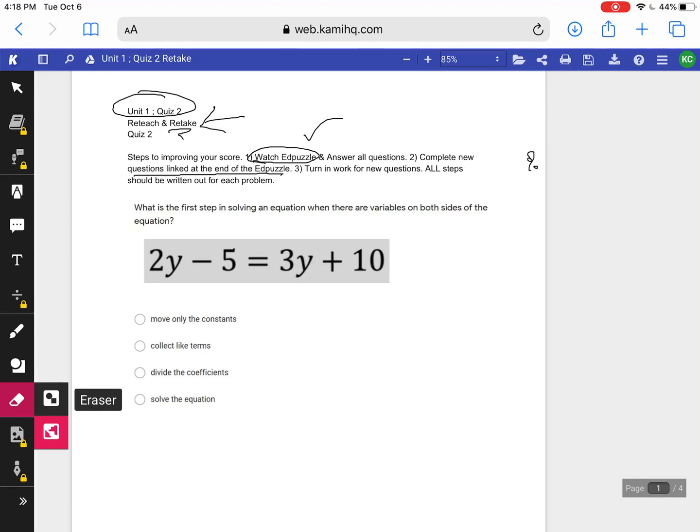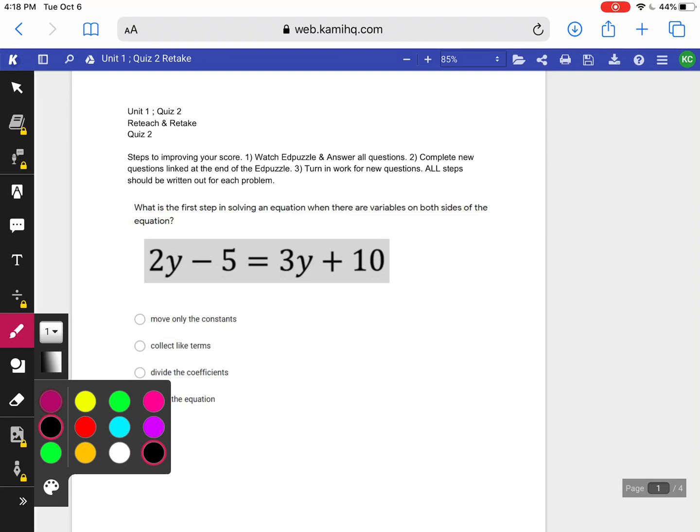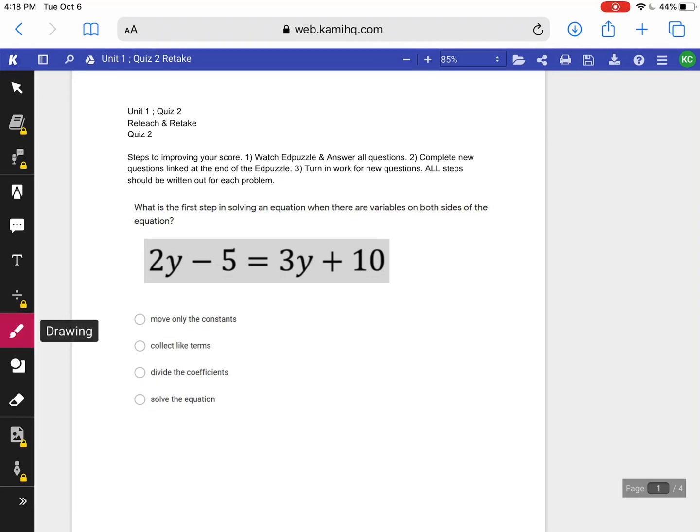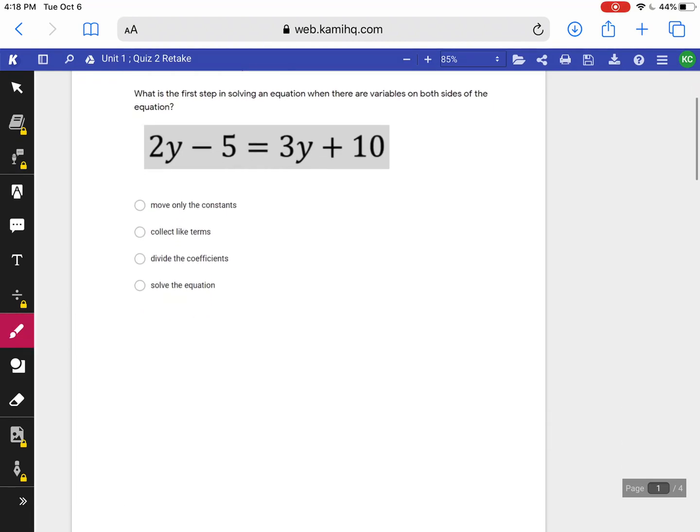So let's go ahead and get started looking at some of the questions that you might have done incorrectly when you first took this quiz. Here we're looking at what is the first step in solving an equation when there are variables on both sides of the equation. So in this multi-step equation, we see 2y is on the left and 3y is on the right. We want to look at how are we going to move variables when they are on both sides of this problem.